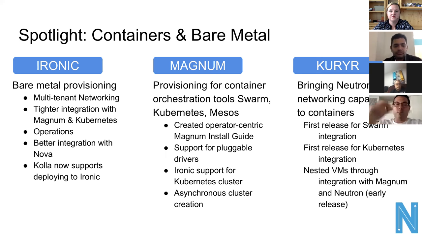Magnum itself had some updates in how it's structured and the tools that are available to manage the different orchestration systems that it supports: Swarm, Kubernetes, and Mesos. And one of the things that again ties it all together is the networking support for containers. Courier, we talked about at the Tokyo Summit almost a year ago now. But it's made a lot of progress in the last year, and there are releases now for Swarm integration using LibNetwork, and then also for Kubernetes integration.